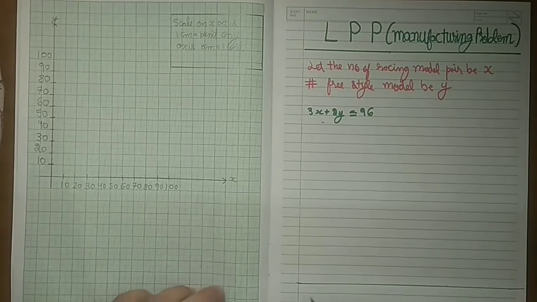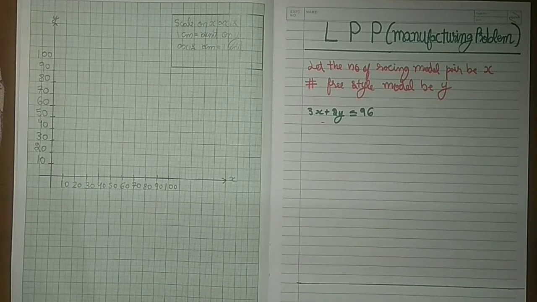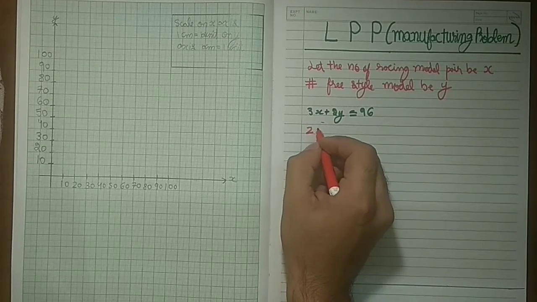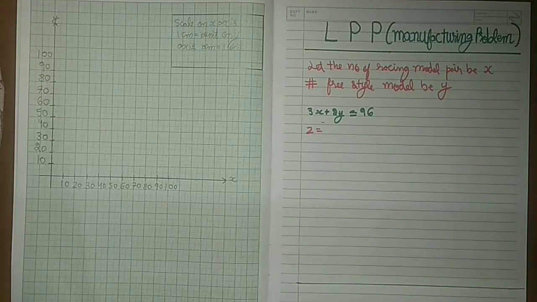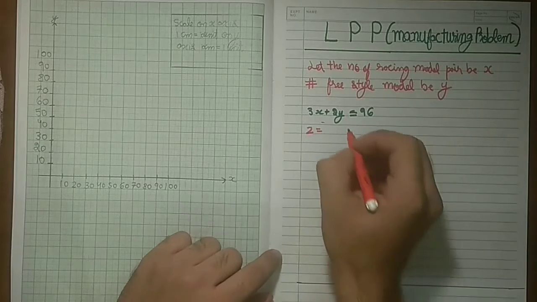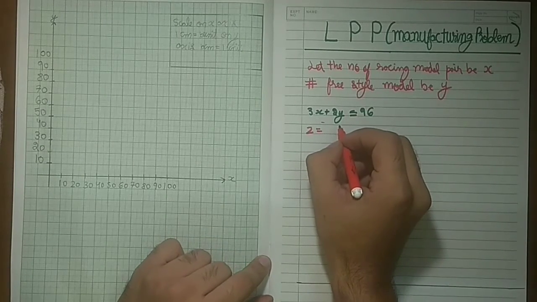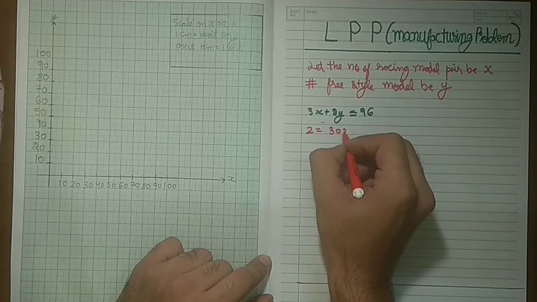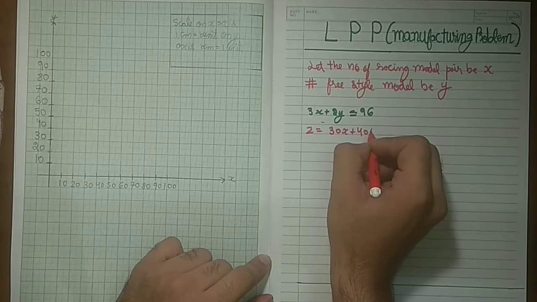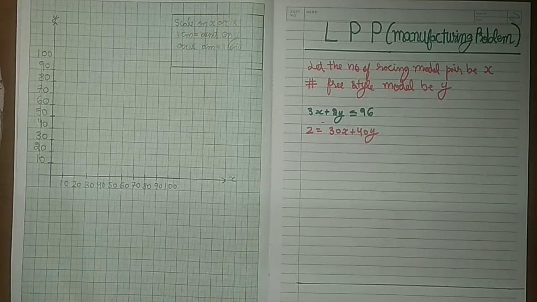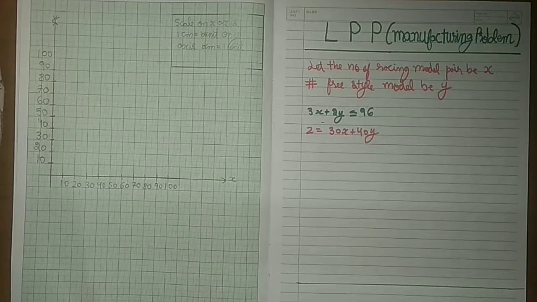Next we will find our objective function. The objective function is denoted by Z and it is basically the equation for maximum profit. So our objective function here is 30x plus 40y. This is so because it is given that the manufacturing industry can produce at most 30 pairs of freestyle skis and 20 pairs of racing skis per day.